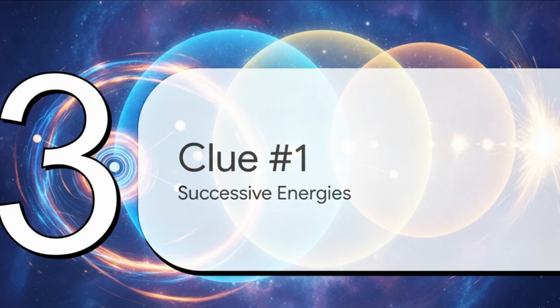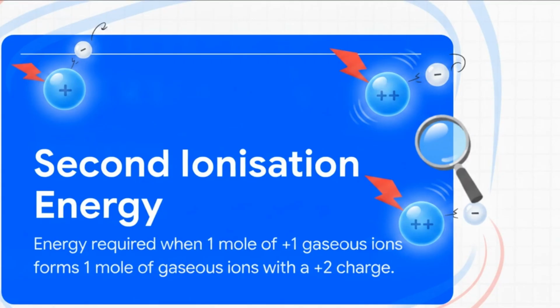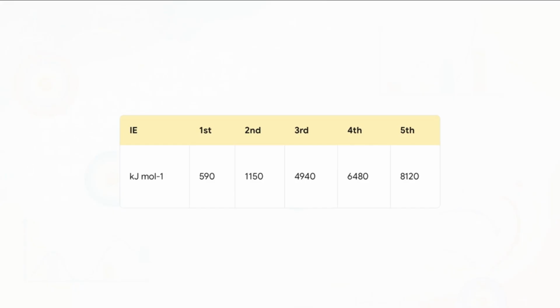Clue number 1, successive energies reveal shells. Now think about what happens when we go in for a second electron. As we remove it from an already positive ion, the atom's grip tightens dramatically. Because you're now pulling a negative charge away from something that's already positively charged, successive ionization energies for any element are always going to be larger than the previous one. Take a look at the raw data for this mystery element. Do you notice anything a little suspicious about how the required energy jumps?